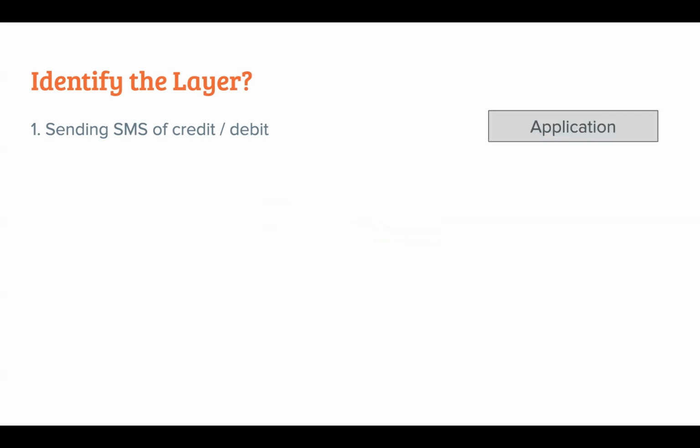Now that we have a better understanding of layered architecture pattern, let's do an exercise. Building on the previous example of money transfer between bank accounts, let's identify where each of these scenarios belong. Sending SMS of credit or debit. Which layer does this functionality belong? In the application layer. The concept of sending an SMS or email has no place in the domain layer, because the domain layer is only concerned with debiting and crediting of the accounts. Therefore, this belongs in the application layer.